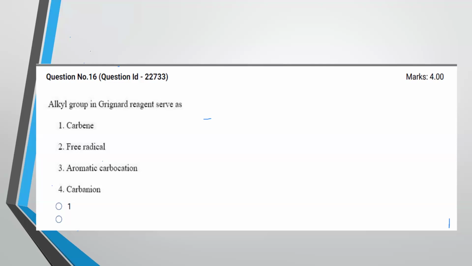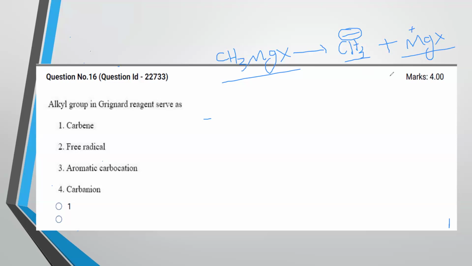Because what happens in Grignard? For example, if you have this compound CH3MgX, this is Grignard reagent, right? RMgX. The metal gets positive charge. So this Grignard will convert into the carbanion. This means the alkyl group will convert into the carbanion, and this MgX group will be removed as a positive charge compound.